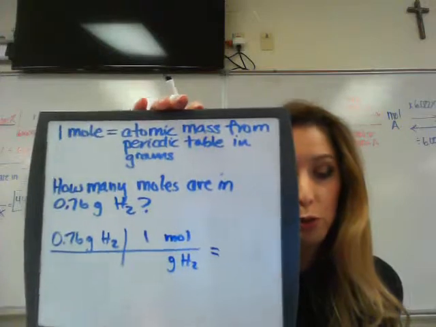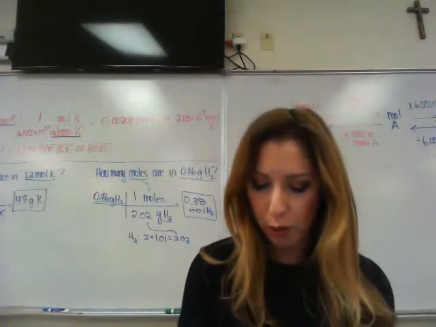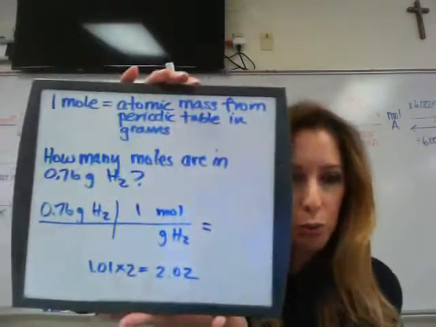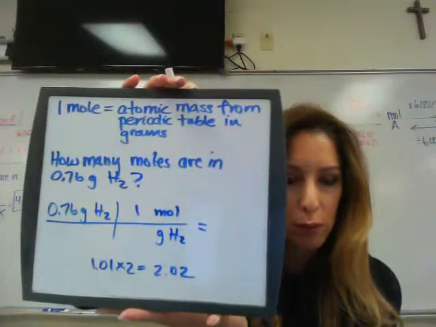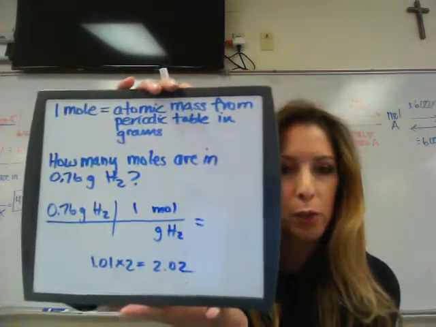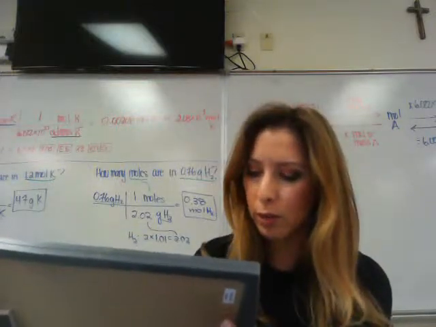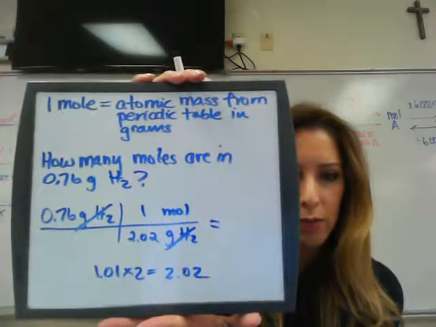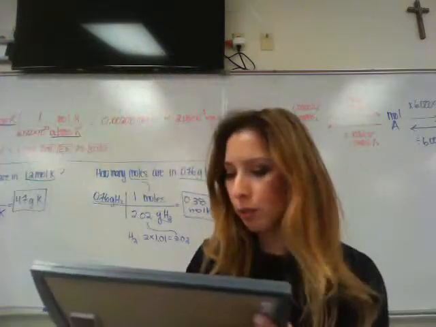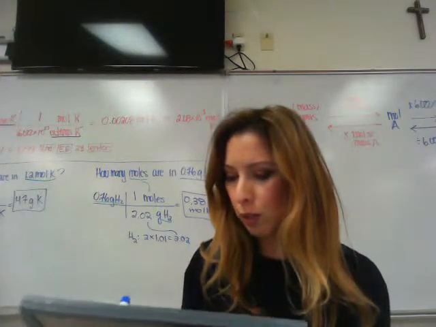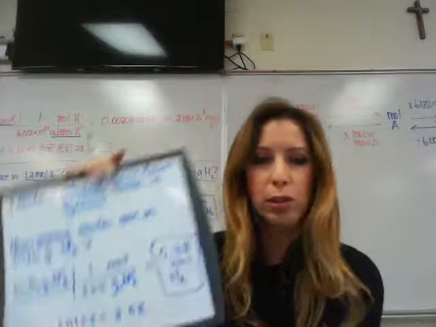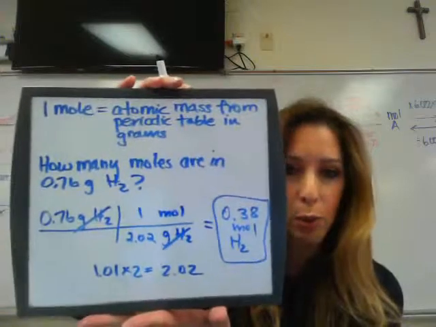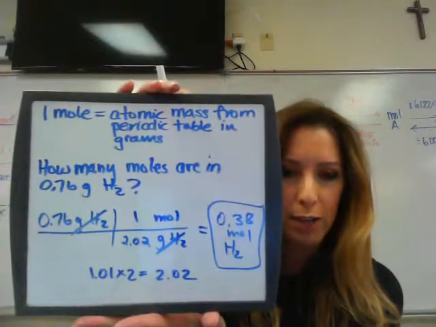from the periodic table. So if you look at hydrogen, hydrogen has a mass of 1.01, but since I have 2 of them here, because I have H2, you would have to multiply it by 2 to give you 2.02 grams per mole. So we're going to put the 2.02 next to the grams. And this time we're dividing. So 0.76 divided by 2.02 is going to give you 0.38 moles of H2. Okay, you started with 2 sig figs, you're going to end with 2 sig figs. Anytime you convert grams to moles, you are dividing by the molar mass of that substance.